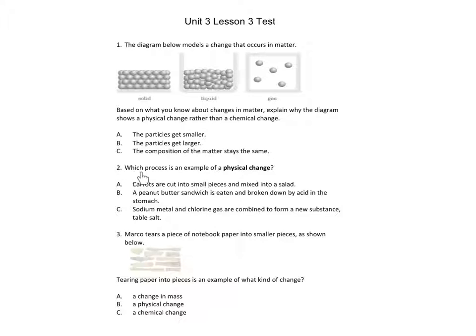Number 2. Which process is an example of a physical change? A. Carrots are cut into smaller pieces and mixed into a salad. B. A peanut butter sandwich is eaten and broken down by the acid in the stomach. C. Sodium metal and chlorine gas are combined to form a new substance, table salt.